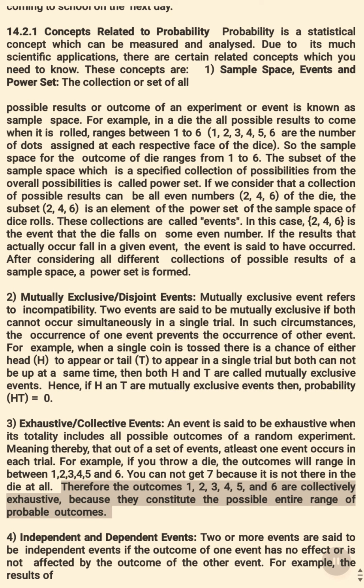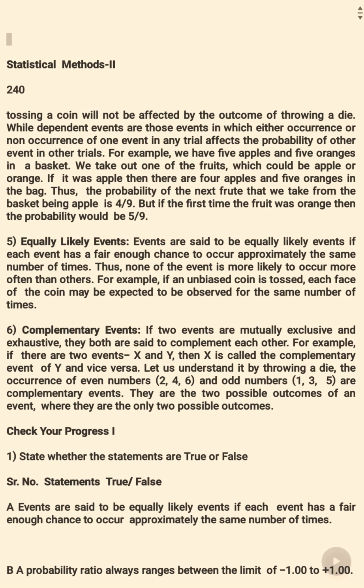4. Independent and dependent events. Two or more events are said to be independent events if the outcome of one event has no effect or is not affected by the outcome of the other event. For example, the results of tossing a coin will not be affected by the outcome of throwing a die.